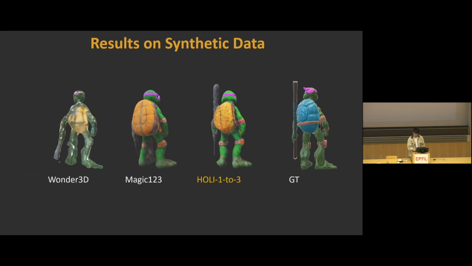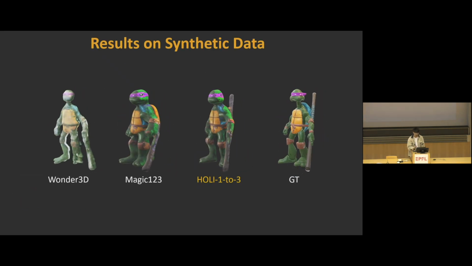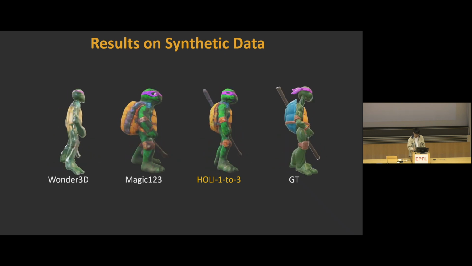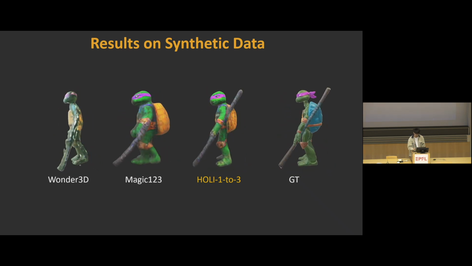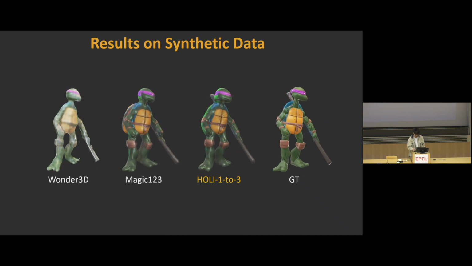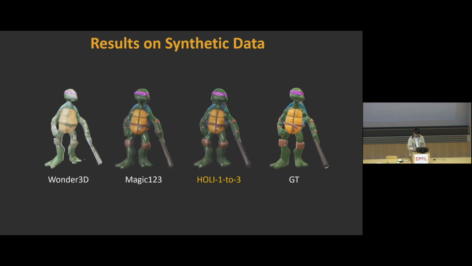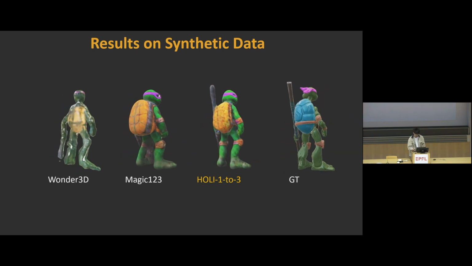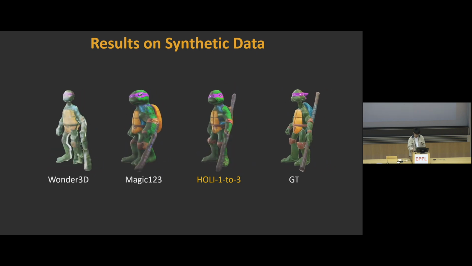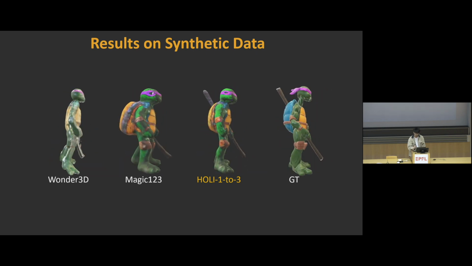Here we show the results of our method. First, we compare our Holy 123 to SOTA methods on a synthetic dataset. This includes Wonder 3D and Magic 123. Holy 123 produced a complete and accurate 3D model of the object with geometry details, such as the tail of Pikachu or the long stick held by the Ninja Turtle in this case.